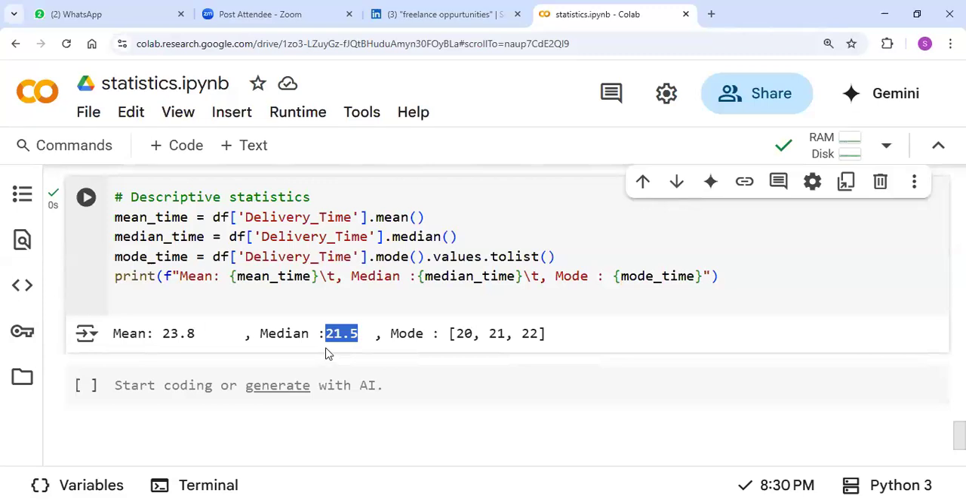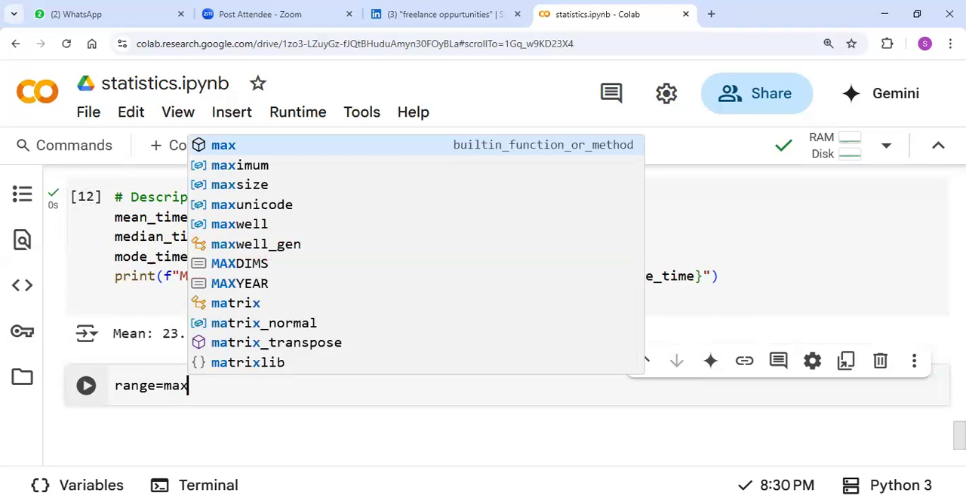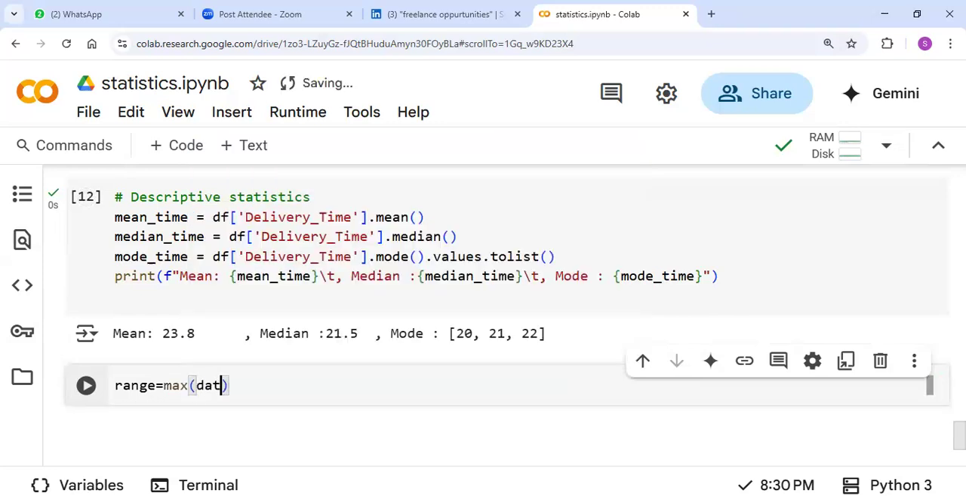So if you are exploring further, you need to identify the range of it. So what is the range? Range gives you the maximum value minus the minimum value. So max of data minus min of data.